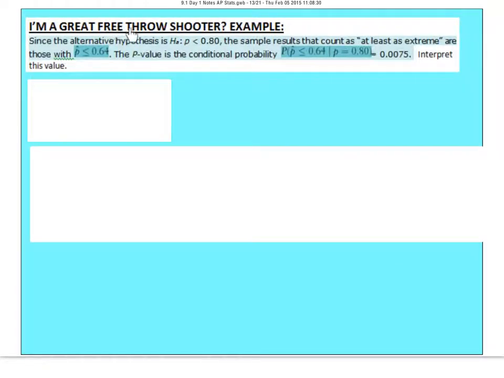Let's go back to our free throw shooter. Since our alternative hypothesis was that p is less than 0.8, the sample results that count as at least as extreme are those with a p-hat of less than 0.64. So what that means is the p-value is a conditional probability. What is the probability that our sample of 64% happened given the fact that the true proportion is 80%? Well, I will tell you it calculated out as 0.0075.